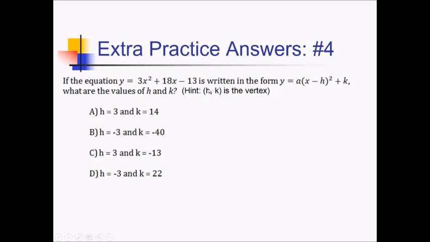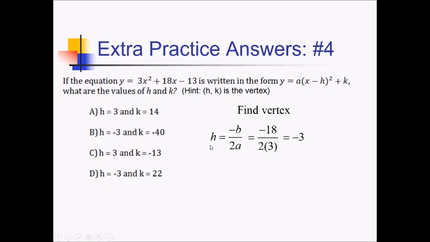To figure out h and k, you really just need to figure out the vertex of the equation they gave you. And since that's in standard form, we start by getting the x value of the vertex with negative b over 2a. So that's going to be negative 18 over 2 times 3. So that's negative 18 over 6, which is negative 3. And that at least narrows it down to choices B and D, where h is negative 3.